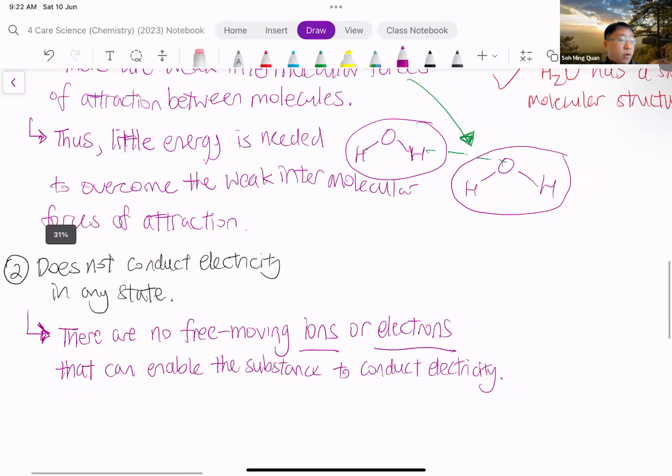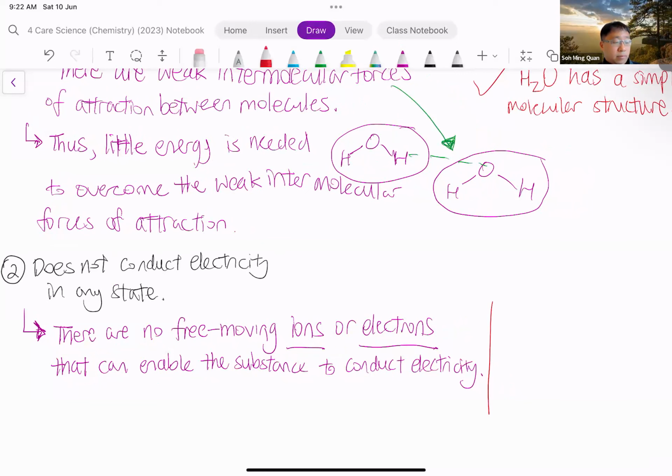Okay, now the world is of course not so simple. There is an exception to this. There are some simple molecular substances which are able to conduct electricity in certain states. So let's go through some of these exceptions. The first exception is familiar to you. It's HCl in the aqueous state.